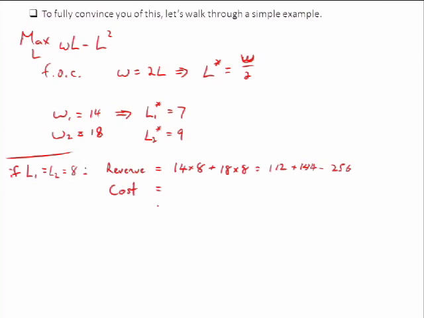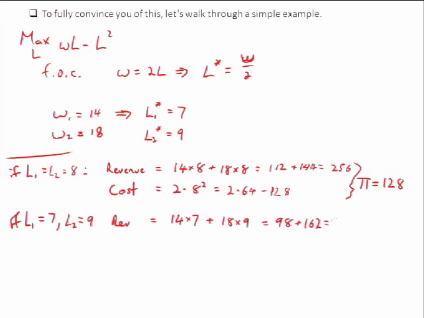If instead you had done what the model says you should have done, then you would have had revenue of 14 times 7 plus 18 times 9, which is 98 on the first day and 162, quite a lot more, on the second day, and that equals 260. And your cost would have been 7 squared plus 9 squared, which is 130. So in this case, your profit is 130.